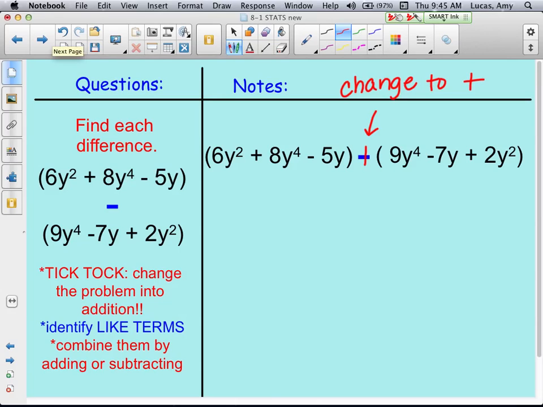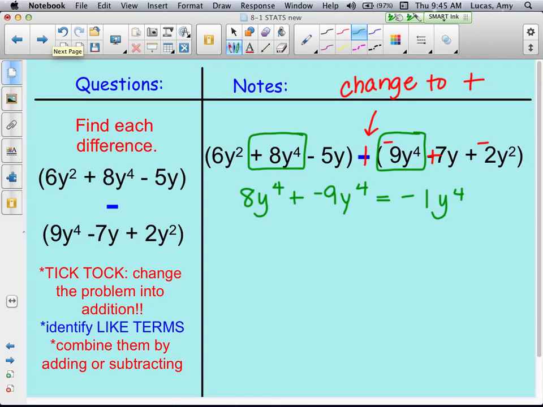So if I make this a plus, this will be a negative, this will be a positive, and this will be a negative. And now I can do what I was doing on the addition problems, starting with the highest exponent on my variable. So this is the highest degree term. So now I'm adding negative 9y to the fourth. I could write that as a minus 9y to the fourth. Either way is fine. So this is negative 1y to the fourth, if I combine those together.